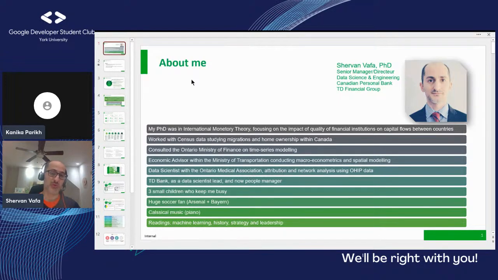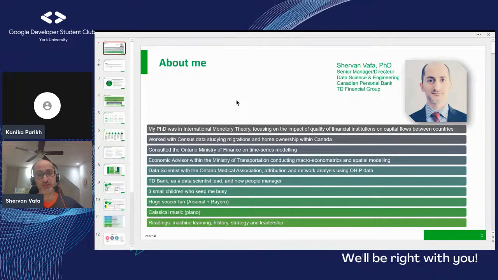At the time when I was doing my PhD, I worked on census data. That was an experience I actively sought out to make sure that I can compete in the job market and I'm ready to go into the job market. Did a lot of statistical modeling there. I also consulted in the Ministry of Finance on time series modeling. I took all of these opportunities to pick up as many skill sets as possible, both on the theoretical side, but also on the applied side.